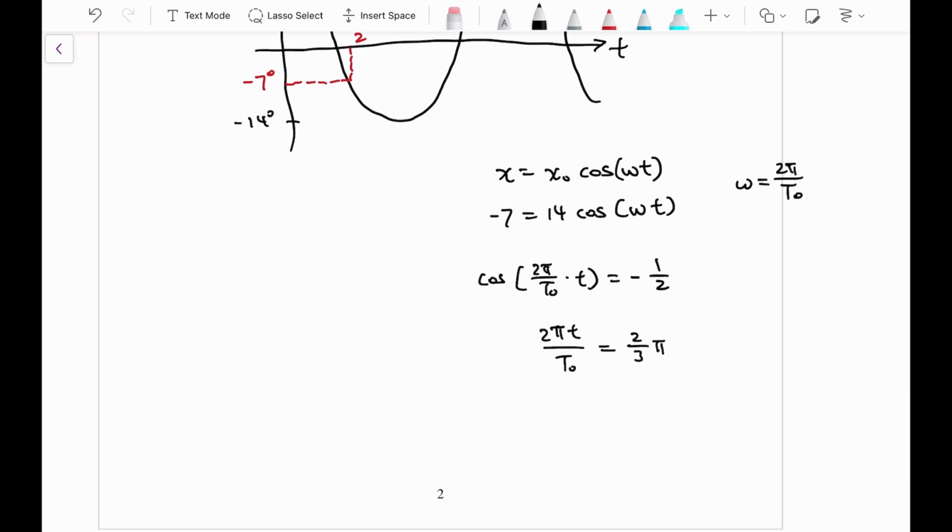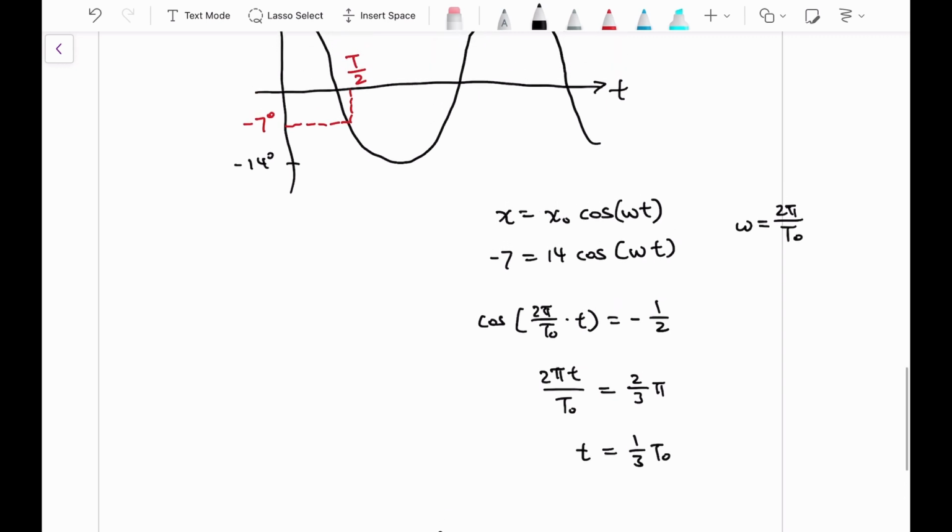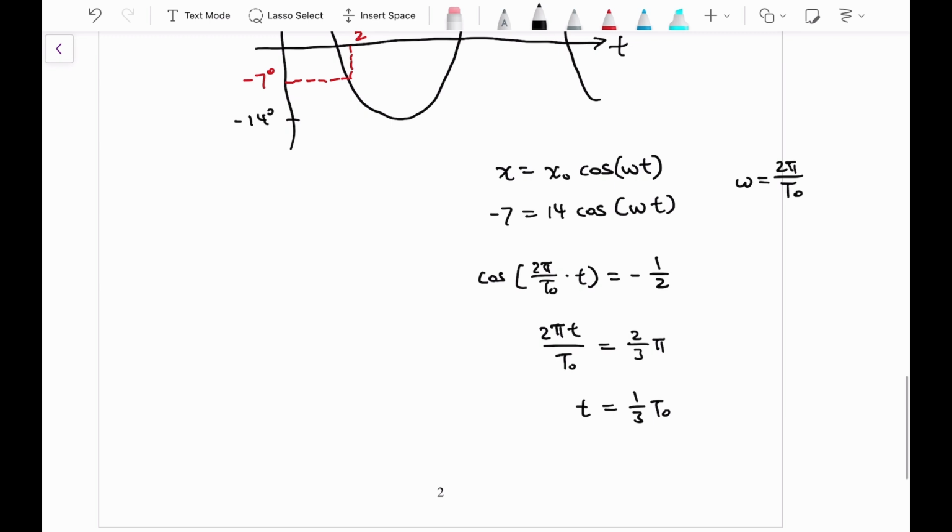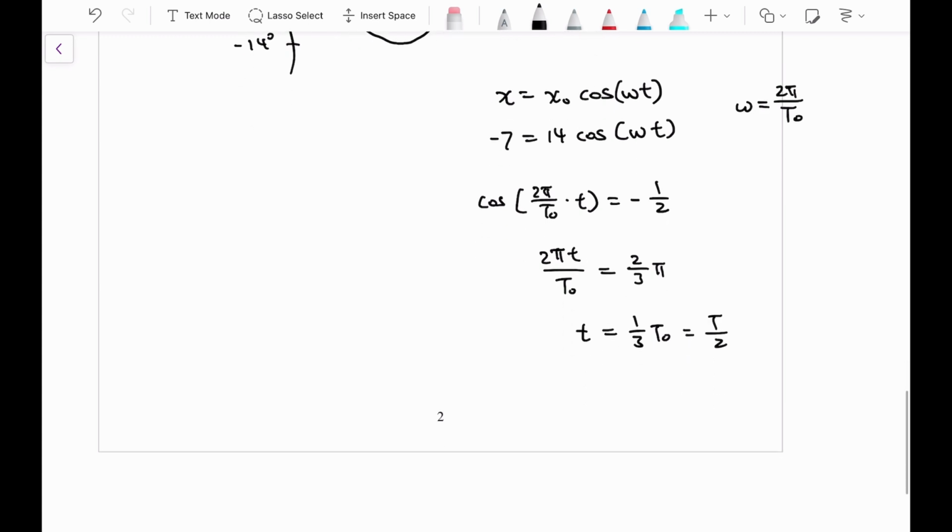And so t will be equal to 2 over 3 pi times T0 over 2 pi, and you can cancel out the pi, divided by 2, this will be 1 over 3 T0. Then one thing we have to understand is that t is equal to the new period over 2. So the new period will be simply equal to 2 over 3 T0. And this will be the answer to the second question.